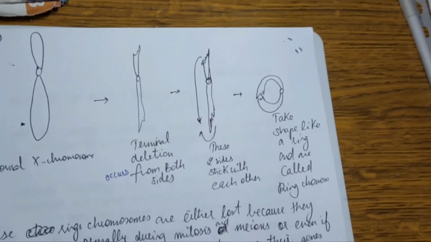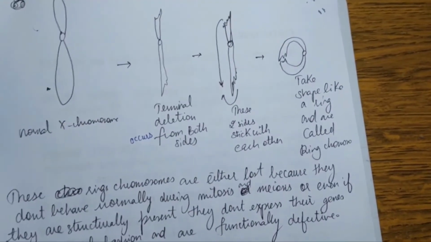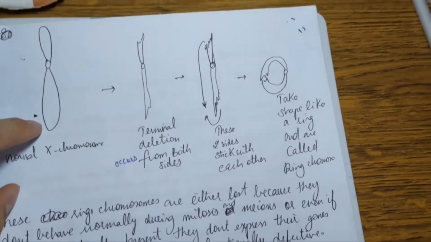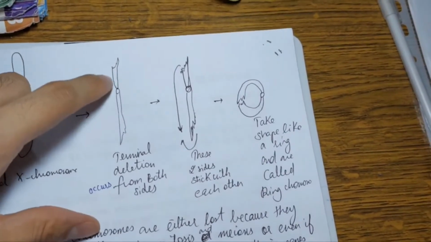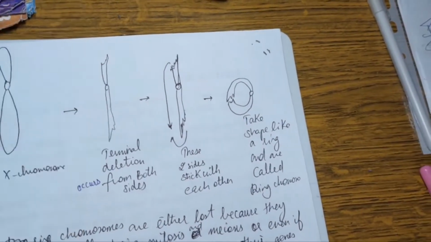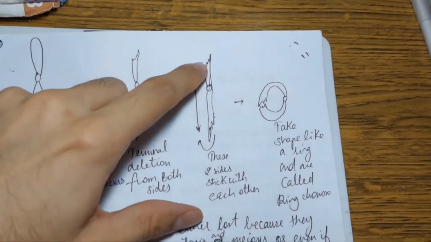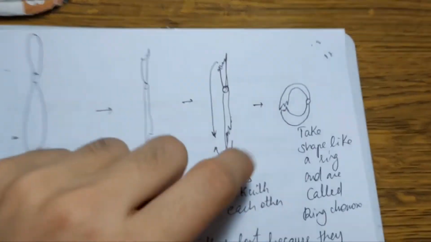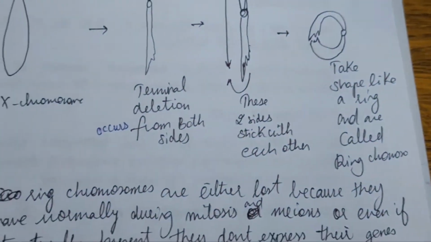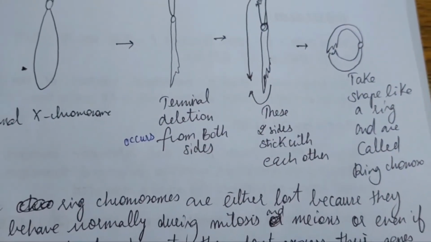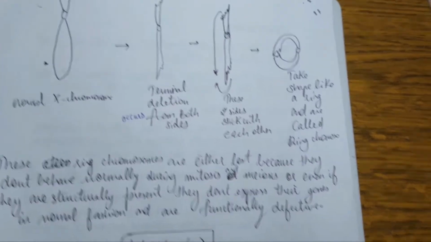Now there can be another problem which can occur. For example, this is a normal X chromosome. There is a terminal deletion which occurs from both sides of the X chromosome. What happens next is that these two sides stick to each other and form a shape like this, which looks like a ring, and so it is called a ring chromosome.